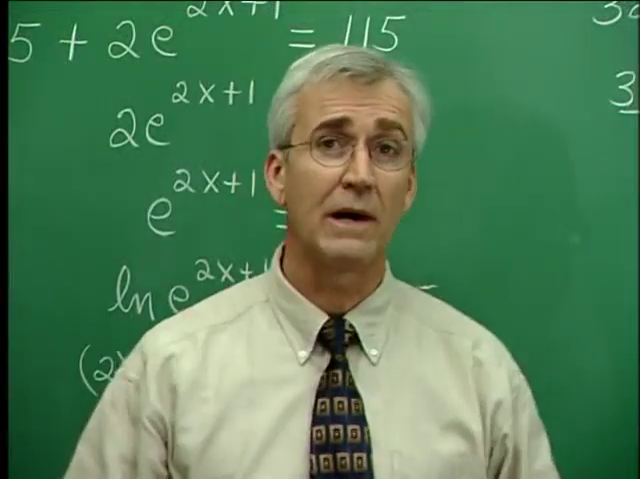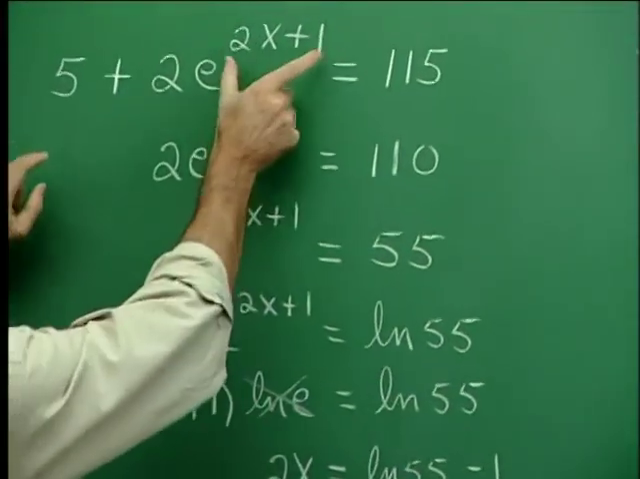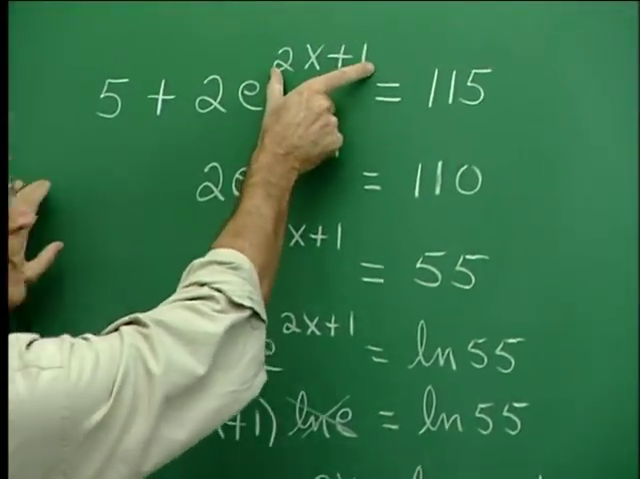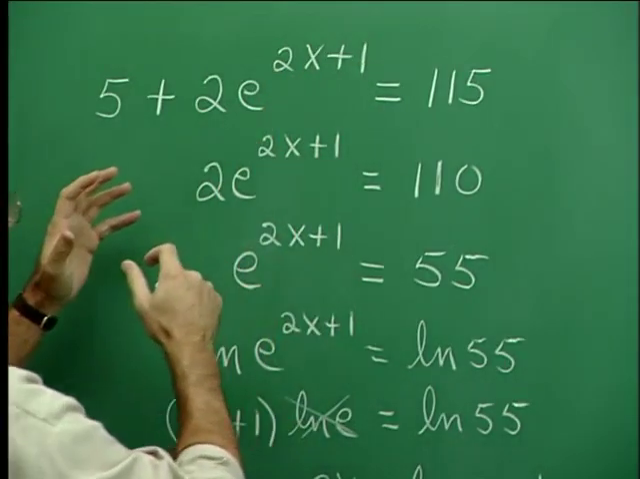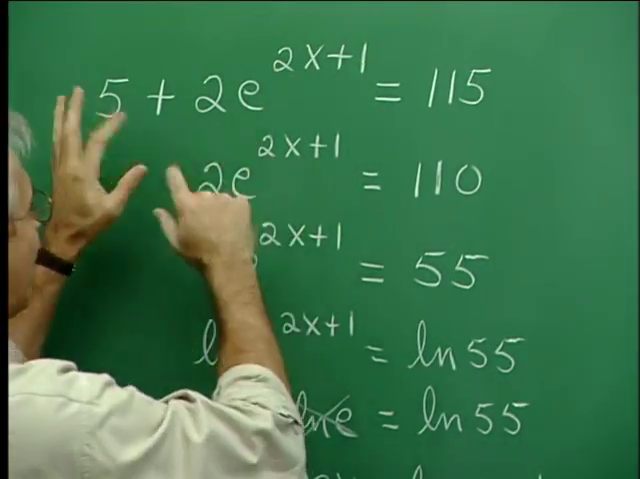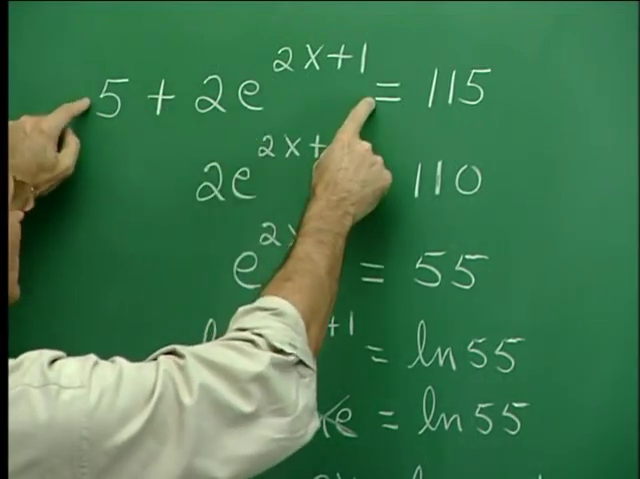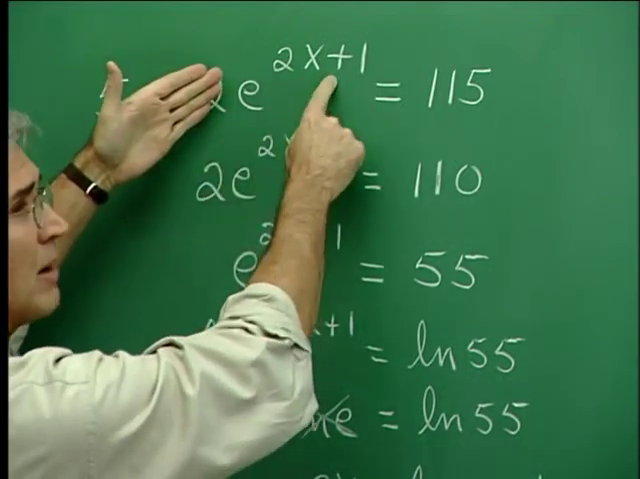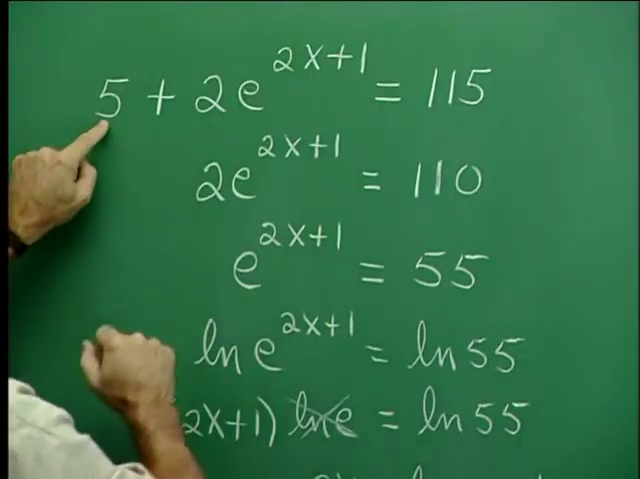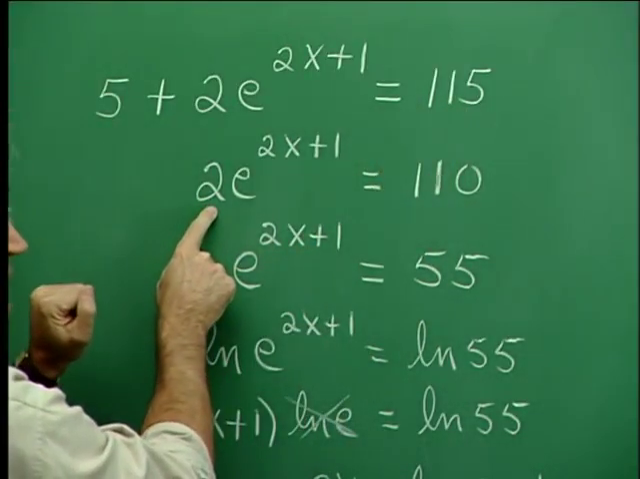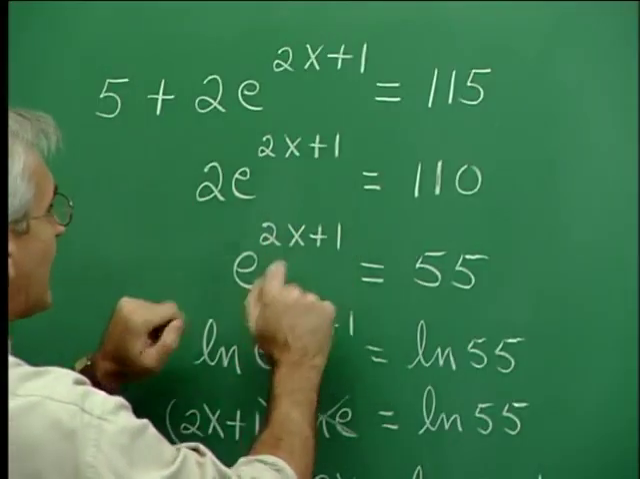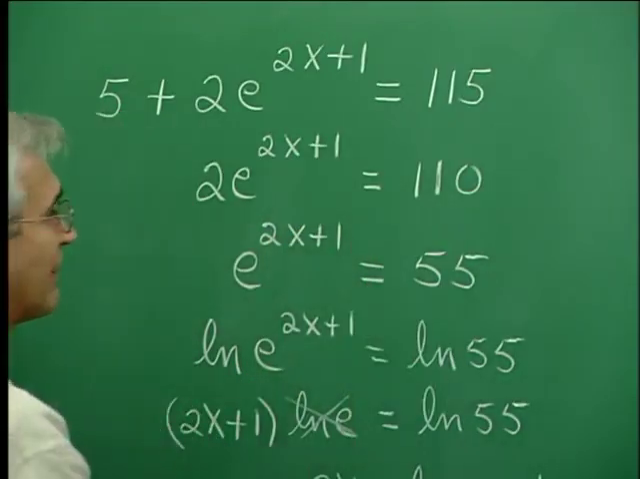The first thing we notice about this equation is that it's an exponential equation because the variable lies as part of this exponent. Our next task would be to clear all of the factors and elements on this side of the equation except for this base exponent combination. Now to do that, we'll first subtract 5 on both sides, giving us this, and then we'll divide on both sides by 2. When we divide here by 2, we get this. When we divide here by 2, we get 55.